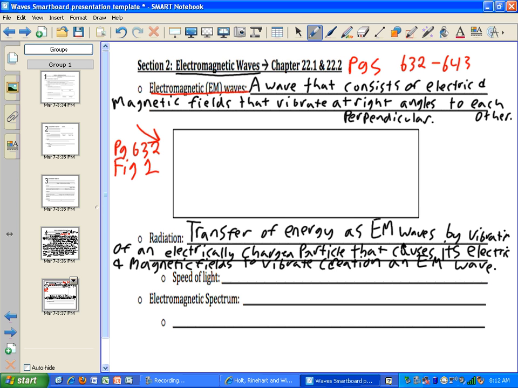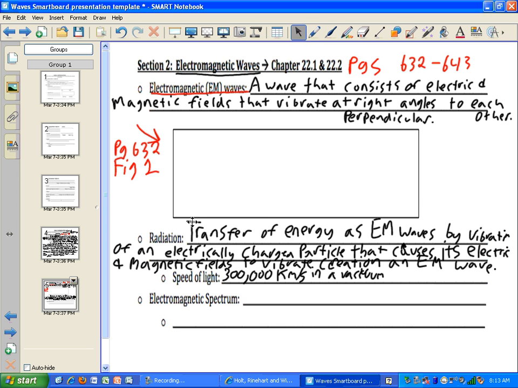And when you're looking at the speed of light, it is 300,000 kilometers per second in a vacuum. So like space. In a vacuum. I spelled vacuum wrong. It's only one C. All right?